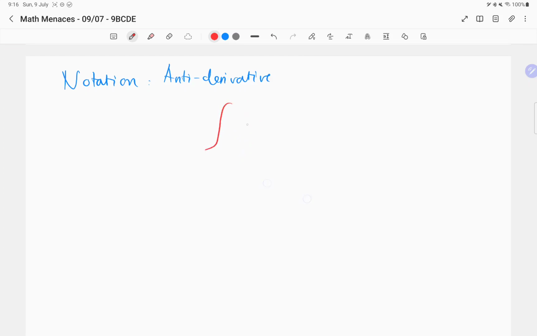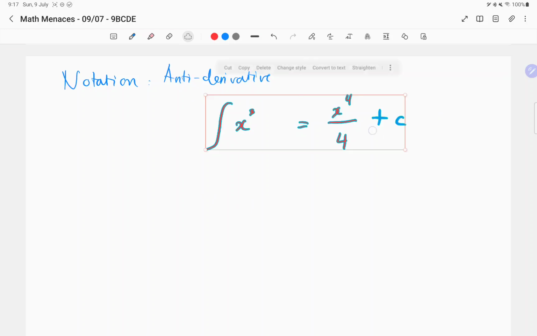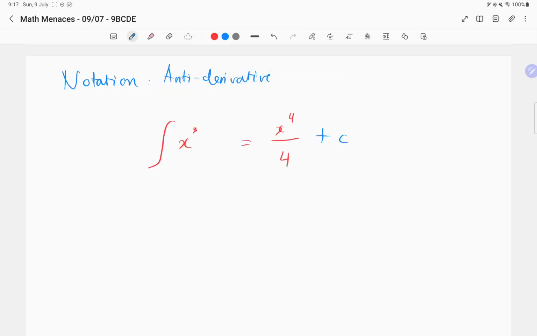So the antiderivative of, let's say, x to the power 3 is equal to x to the power 4 over 4, and then plus c. But wait, that's not all. You need to say, when you're anti-deriving, which main variable you are anti-deriving with respect to. Remember when we derive, it's like d over dx, deriving with respect to x. Now you also need to put the dx in there somewhere, and you write dx after here. So you write anti-derive x to the power 3 dx equals that thing.